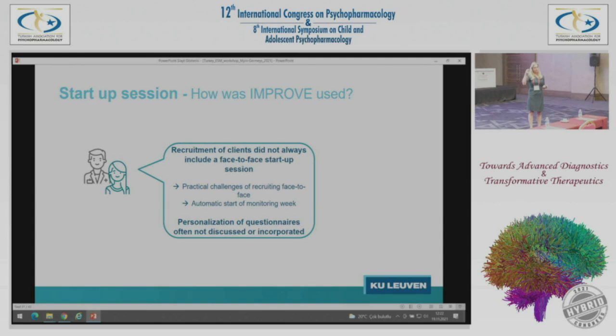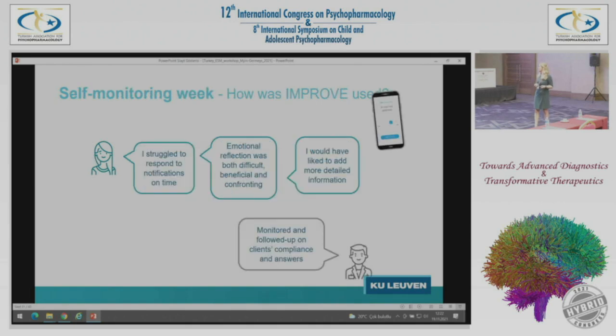The clinician then enrolls the patient in the monitoring system. And then what we saw that happened is that often automatically the 6 days started without having the patient properly explained what they had to do. So that might be one of the reasons why compliance was lower. And again, as I already said, personalization was often not discussed or incorporated.